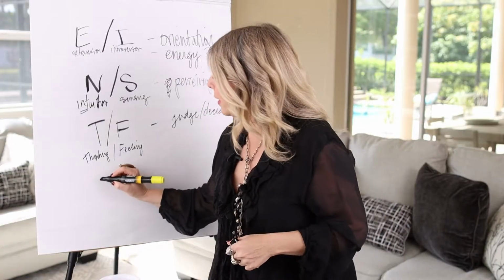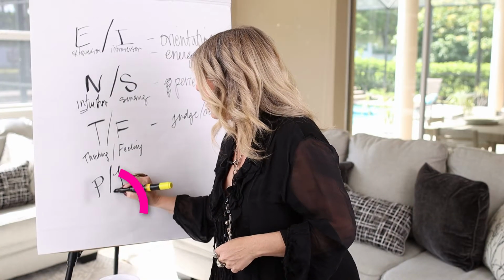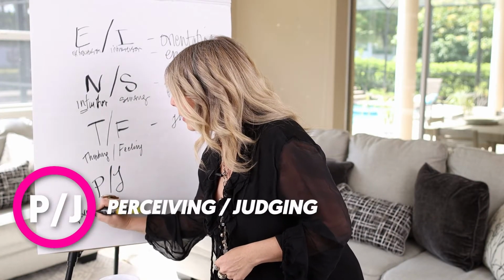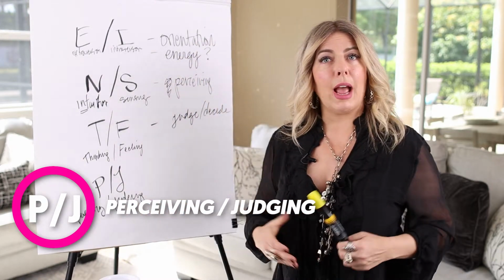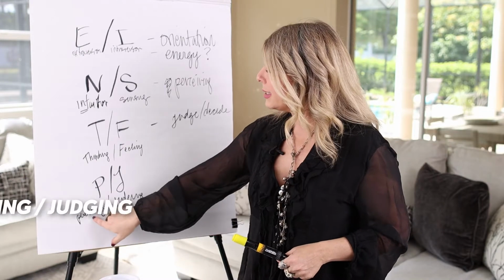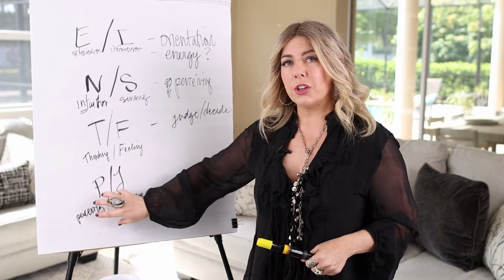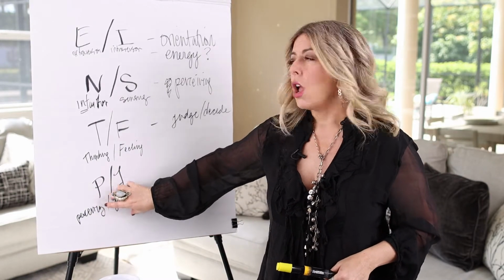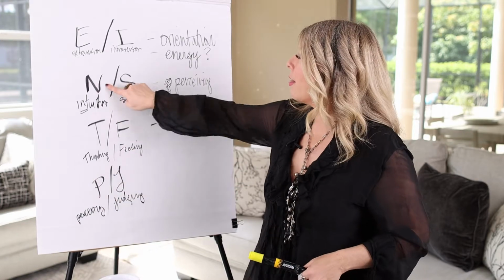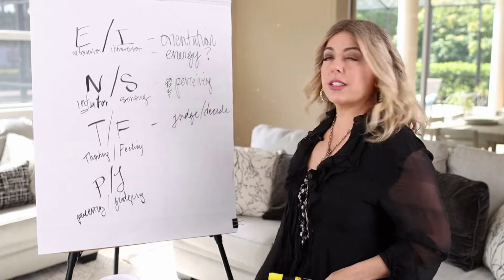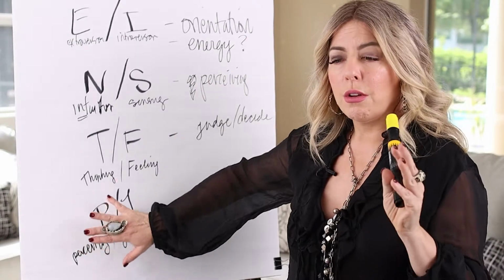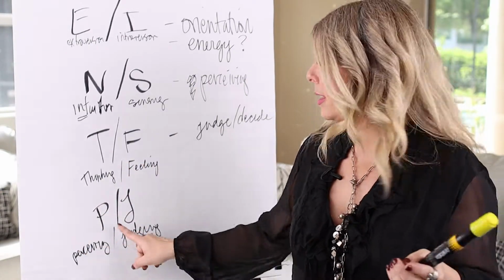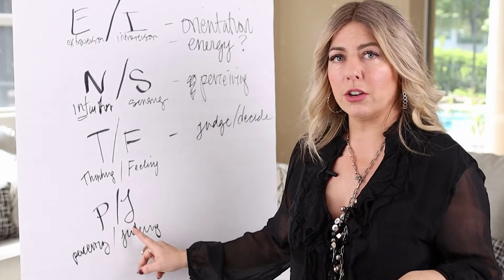And then finally, the P J is perceiving, judging. Now, you may recognize the words perceiving and judging, and you would be accurate to do so because basically all this function does is tell us whether we tend to prefer this function or this function. This was not part of Carl Jung's original philosophy on personality. This is something that was added later by Myers-Briggs.